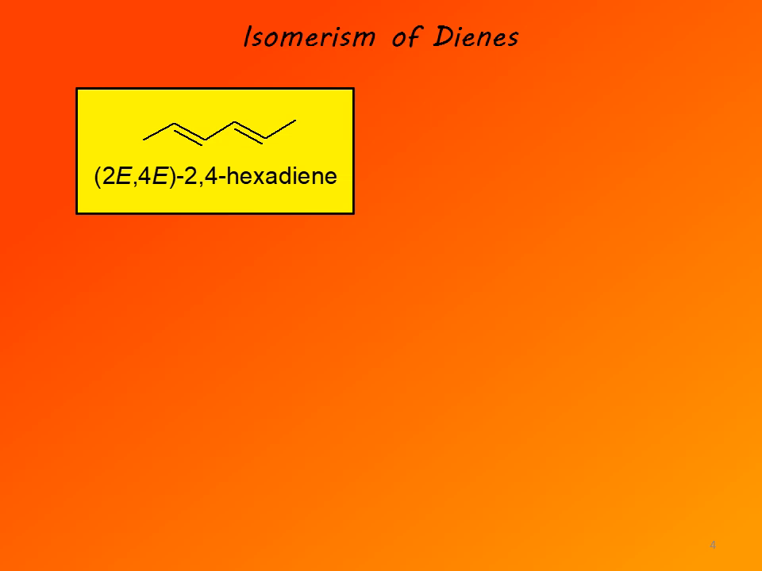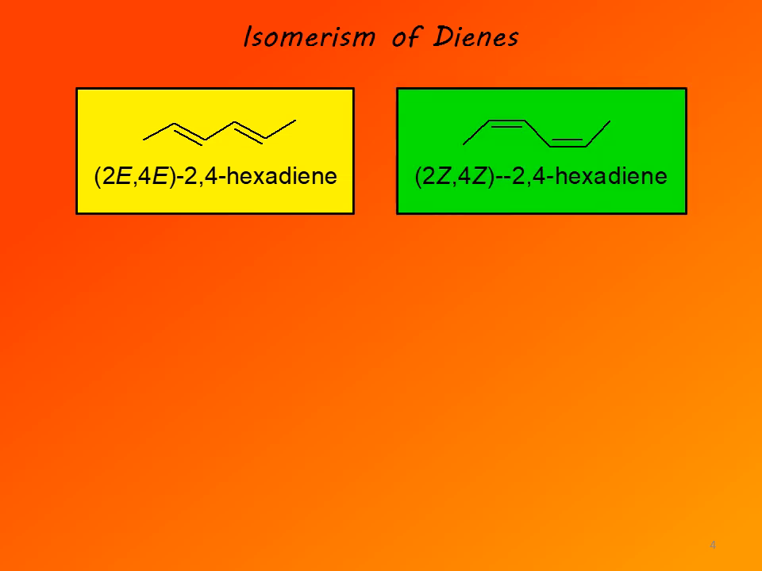This is 2,4-hexadiene, and so before the name we indicate isomerism of each double bond. So double bond 2 is E, and so we indicate that as 2E, and also double bond 4 happens to be E, so this is 2E,4E-2,4-hexadiene. So simply we use numbers to indicate isomerism of each double bond. And here would be an example of 2Z,4Z-2,4-hexadiene.